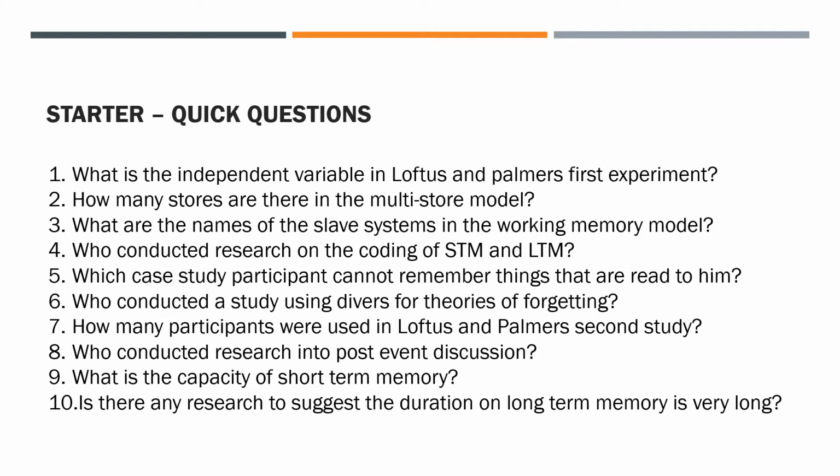Number 5, it's KF. Number 6 is Godden and Baddeley. 750 participants in Loftus and Palmer's second study. Number 8, it was Gabbert that did post-event discussion. Number 9, 7 plus or minus 2, or you could have had 5 to 9, that would be okay. Number 10, yes there is, it is by Bahrick using the yearbooks in America.